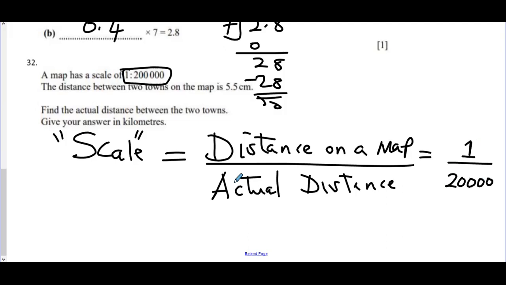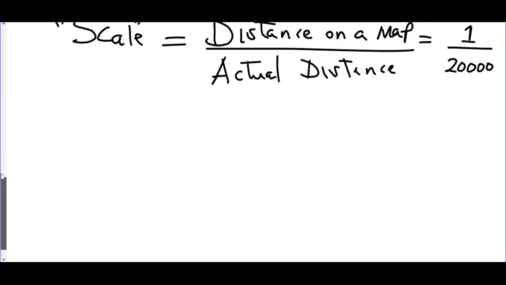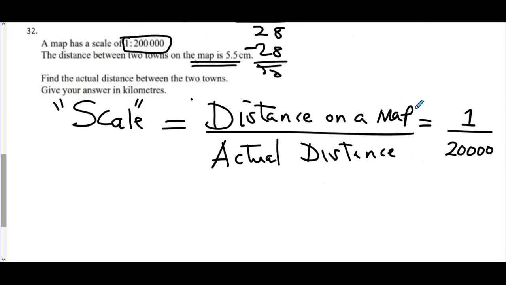So just do this setup. That scale is distance on a map over actual distance. And go ahead writing that scale as a fraction, not a ratio. So the distance between two towns on the map is 5.5 centimeters. So we are given the distance on the map. Instead of writing the words distance on a map, copy that number. The distance on a map is 5.5 centimeters. Find the actual distance. The actual distance is unknown, so go ahead putting a letter here. That is X.